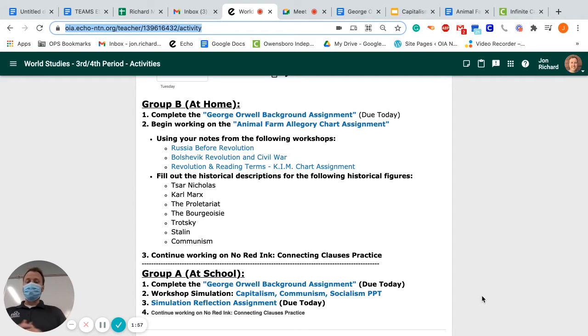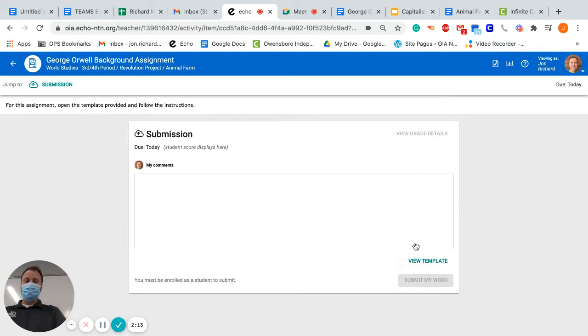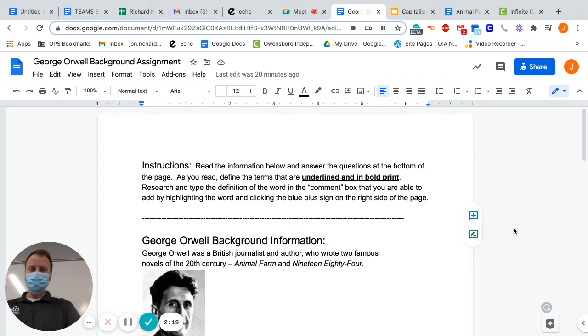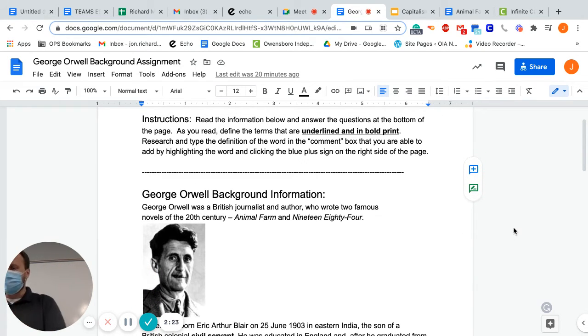And the last thing you're going to do is work on No Red Ink, okay, for y'all at home. But together right now, we're going to open up this first item. Those in the room and at home are going to do this. So open up George Orwell background assignment. So click on that link, and that will open up. Go ahead and open up the template, and that is going to look like this. So I'm going to give everybody a second to get there.